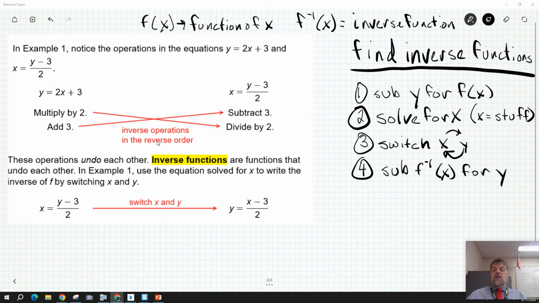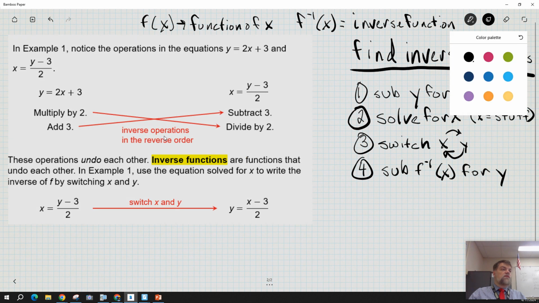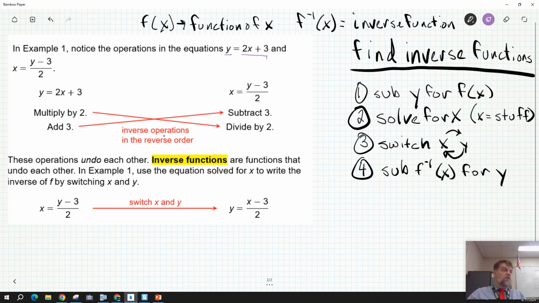So just to recap, in example 1, we started off with y equals 2x plus 3. Then we went through this process, except that we didn't do 3 and 4 yet. So we went through this process, and then we ended up with x equals y minus 3 over 2. There were some observations that could be made on this equation.